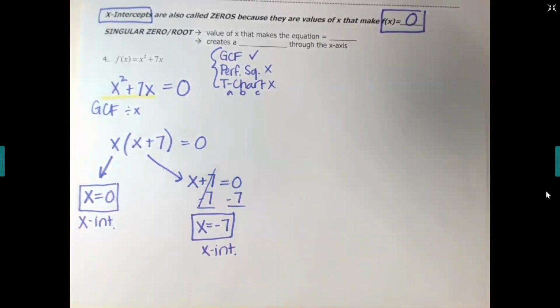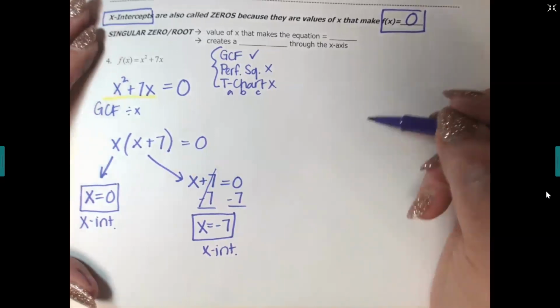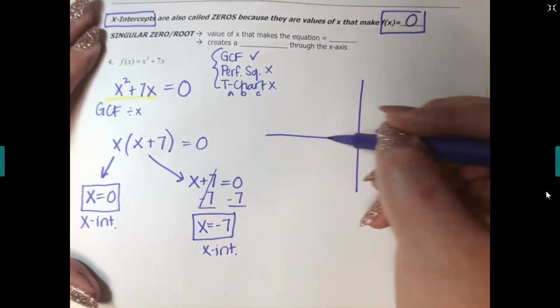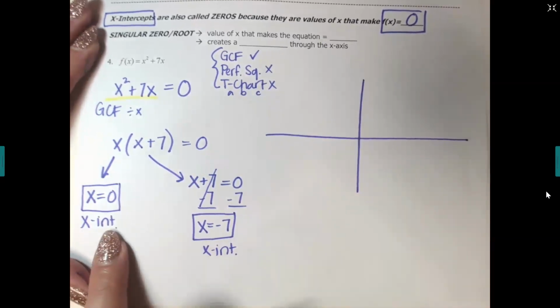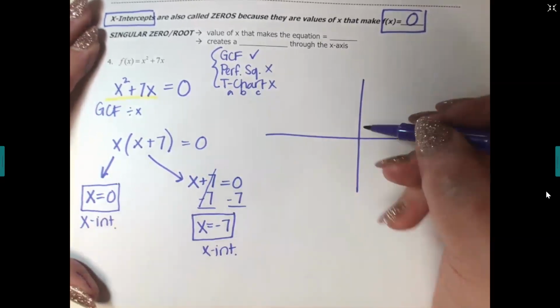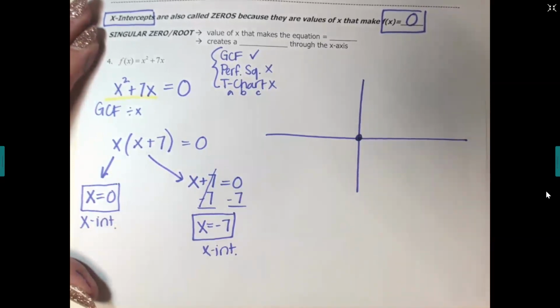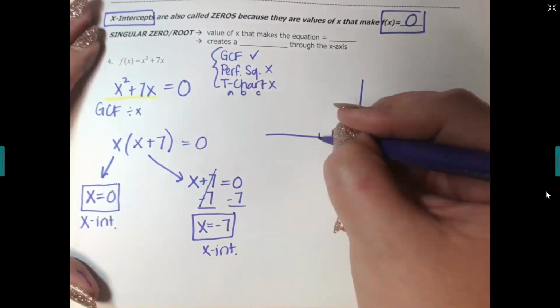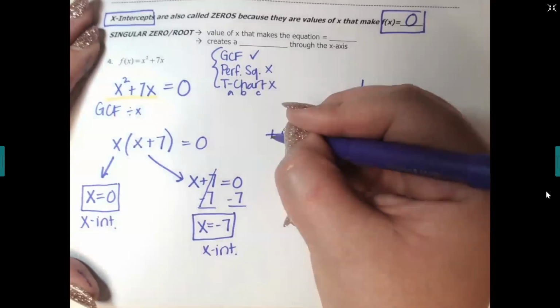So now let's sketch a graph of what that would look like. So sketch a little graph for me here. I know my graph is going to hit the x-axis at 0. And then I know it's going to hit the x-axis at -7. So 1, 2, 3, 4, 5, 6, 7.